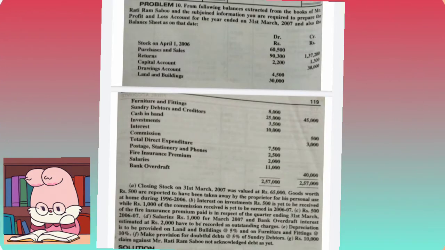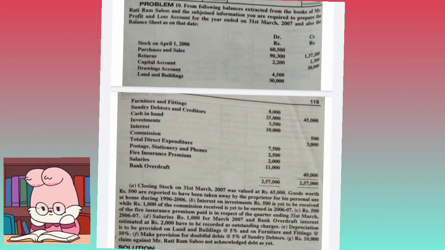We have finished till problem number 9 of final accounts. So today let's continue with problem number 10. Problem number 10: from the following balances extracted from the books of Mr. Rati Ram Sabu and the subjoined information, you are required to prepare the profit and loss account for the year ended on 31st March 2007 and also the balance sheet as on that date.